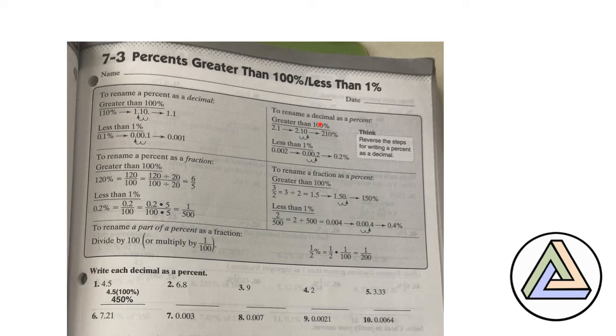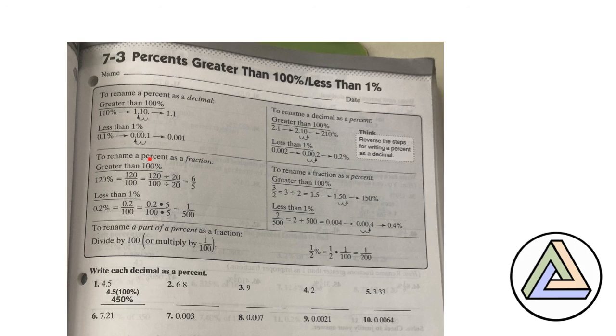Looking at this one, to rename a decimal as a percent, well, it's actually the opposite situation. Let's say you start with a decimal and you want to turn it into a percent. Well, you take the decimal, you move it twice to the right, and you end up with 210%. Okay, don't get thrown off by the fact that the percent is more than 100. Occasionally that can happen. Less than 1%, well, similar process. They give you some weird decimal, and you just move it twice to the right, and that becomes 0.2%. Okay, so just trust the process of moving the decimal over twice to the right in this case, twice to the left in the other case.